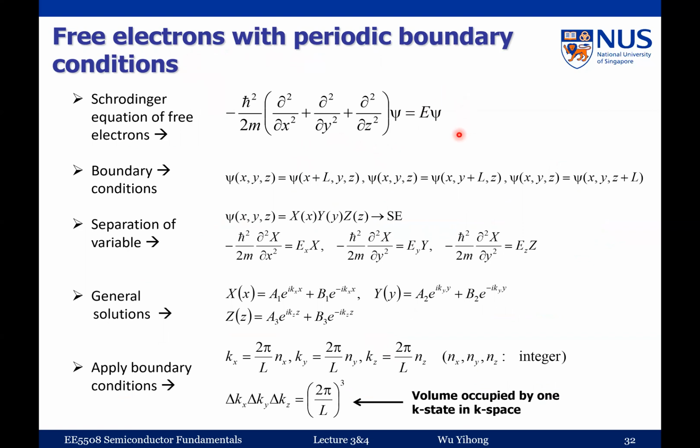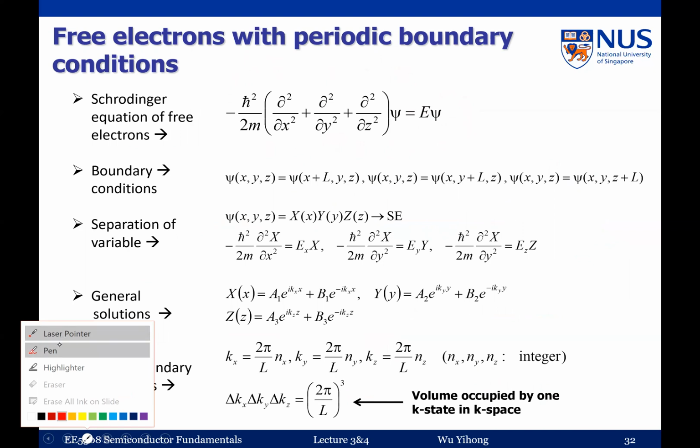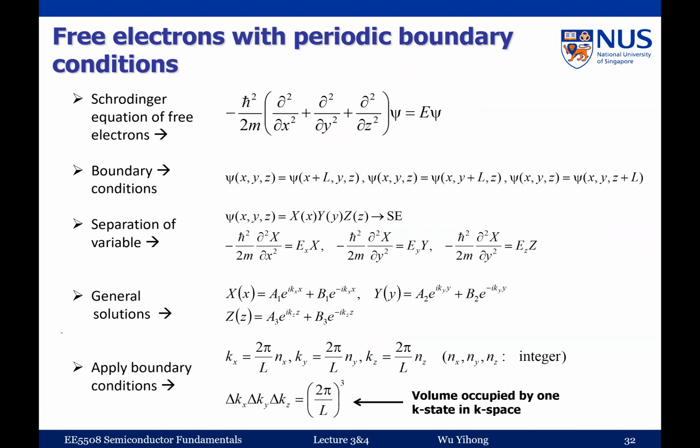Try to figure out what's the volume. What's the volume occupied by each single state in the K space? In real space, you know that the volume occupied by a single electron, you can calculate from the concentration, right? So if your carrier concentration is given by N, then the volume occupied by a single electron is roughly given by 1 over N to the power of 1 over 3.